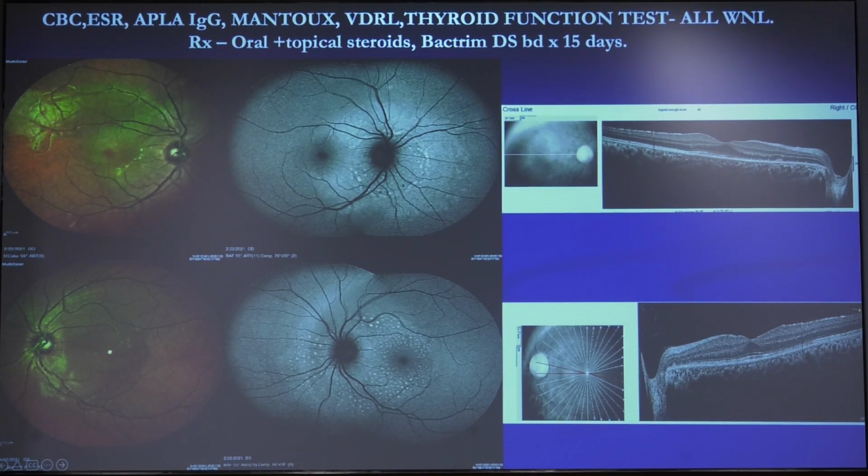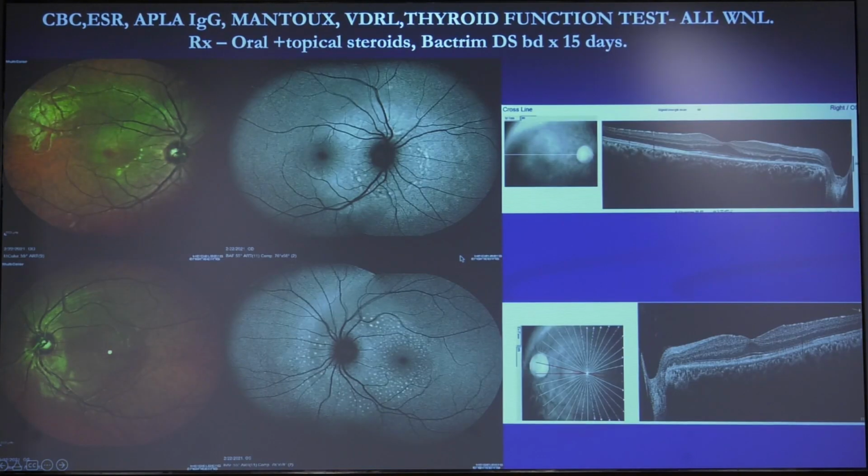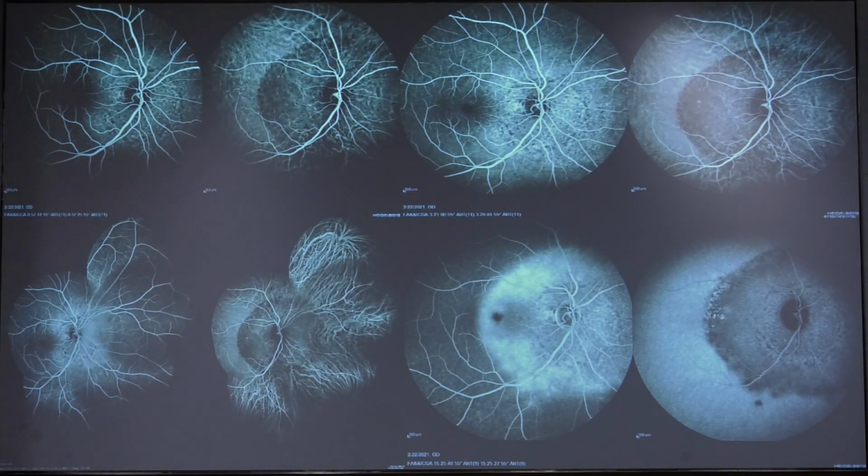You can see these hypo-autofluorescent backgrounds and hyper-autofluorescent speckled patches, especially in the juxtapapillary area and also nasal to it. In the left eye, it is an established AZOOR, whereas in the right eye, it's acute. That is why the scotoma is more dense in the right eye. And this is what you see on FFA and ICG.